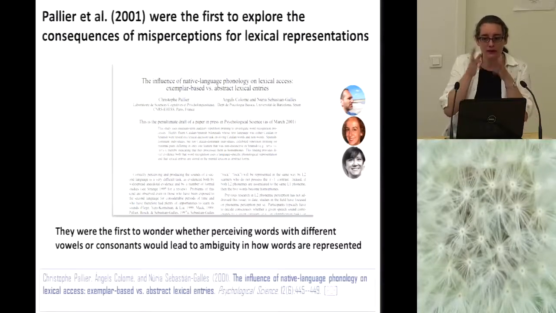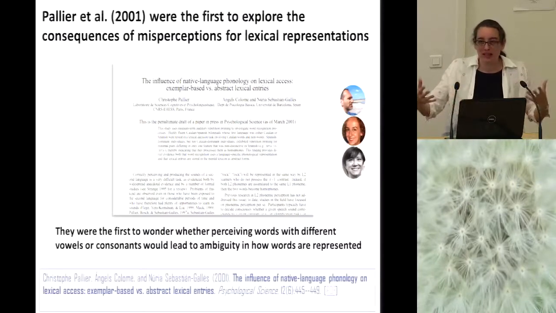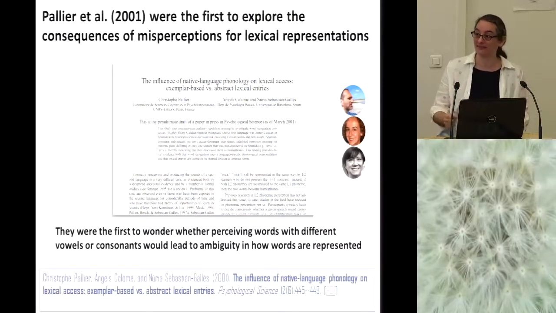But this connection, at least for me, just opened up this link between phonology and the lexicon, which wasn't, how do you say this? It wasn't common knowledge. It wasn't something that people were thinking about until then.